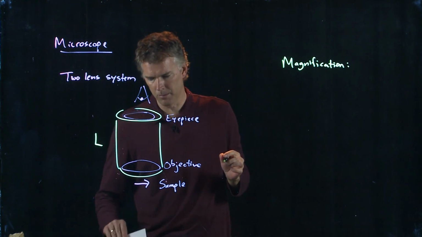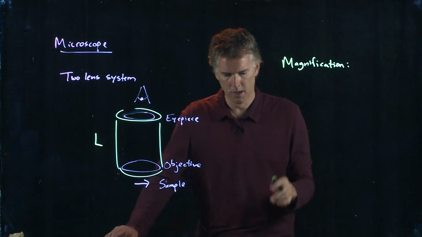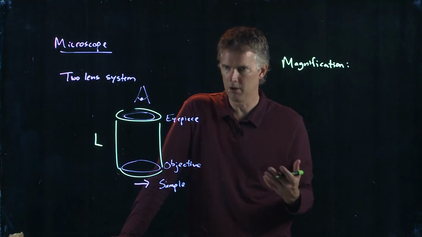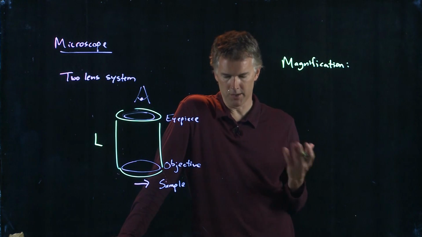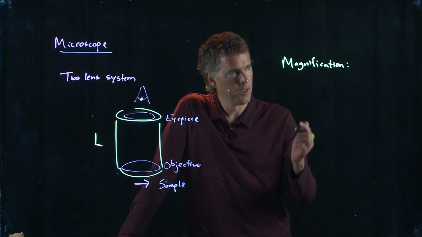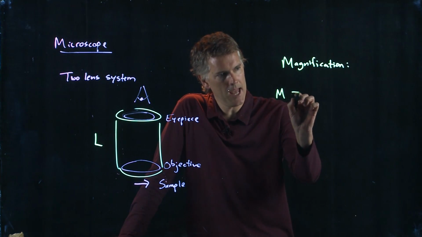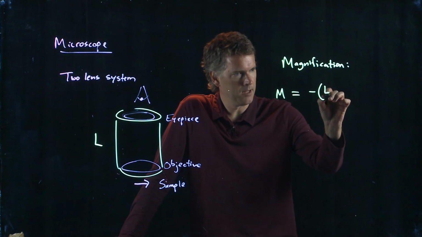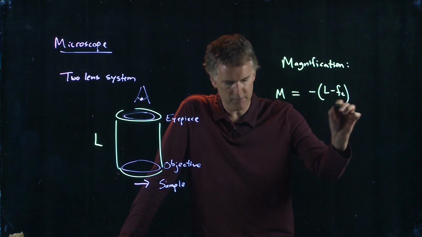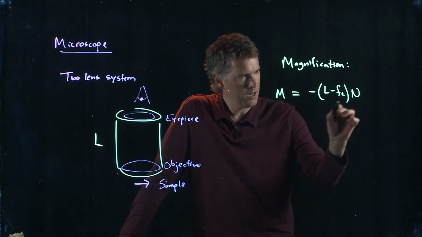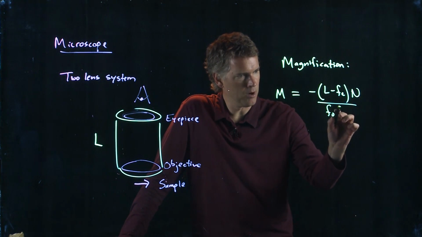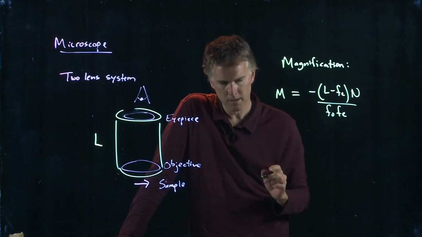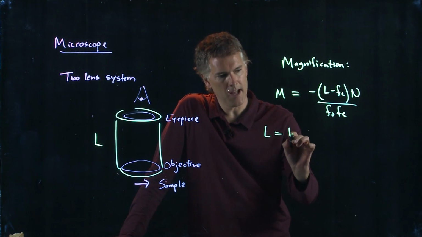Okay, and this is a little bit tough, the derivation, so we're going to jump to the answer. And if you really want to see the full derivation, you can come visit me in my office. But the magnification M of a microscope is the following. Negative (L minus FE) times N divided by FO FE. What are these different things?